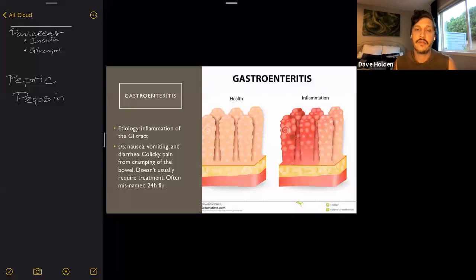All right, gastroenteritis. Gastroenteritis, the name is telling you this is an inflammation of the inside of the stomach. So an inflammation of the inner lining of the stomach. Side effects include nausea, vomiting, diarrhea. There's colicky abdominal pain caused by cramping of the bowels. Usually it doesn't require treatment. Gastroenteritis will resolve itself. But oftentimes people think that they have a 24-hour flu instead. So sometimes you'll get misdiagnosed.